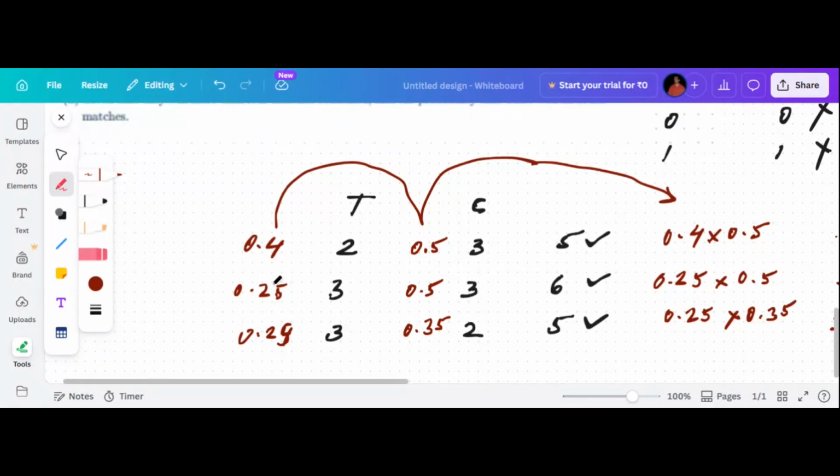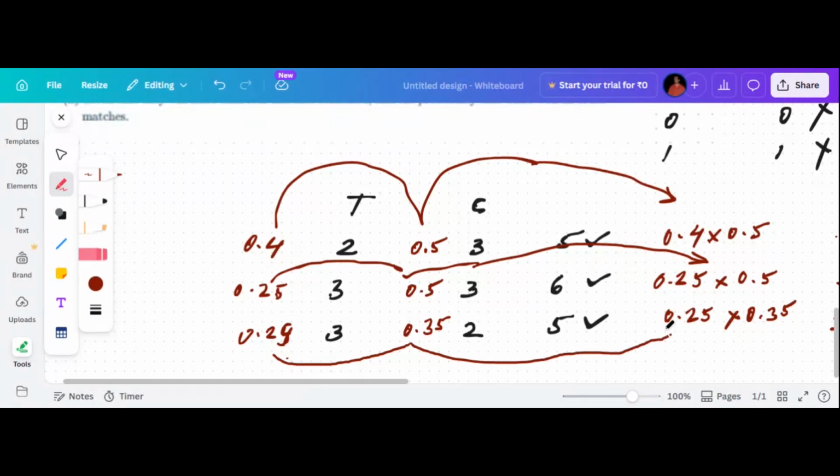Or Tom wins three and Claire also wins three. That's 0.25 into 0.5. Remember it is and, so we multiply. Tom wins 3 and Claire wins 2, so 0.25 into 0.35. I want to emphasize that we are saying and, so we are multiplying the respective probabilities.